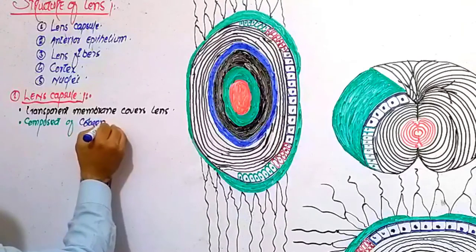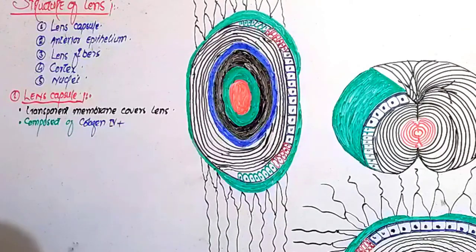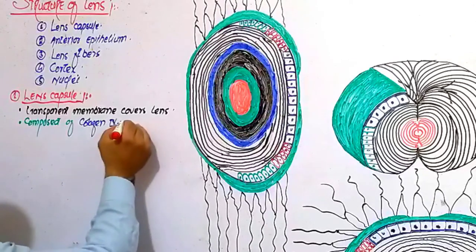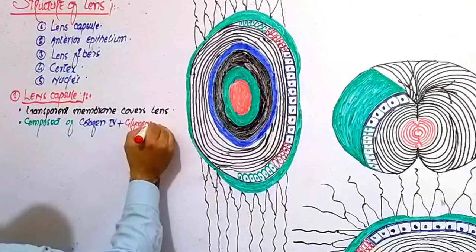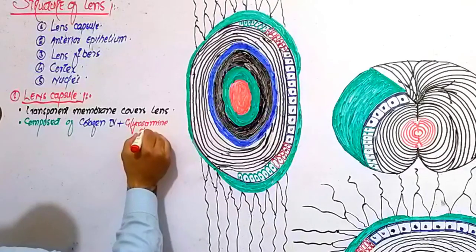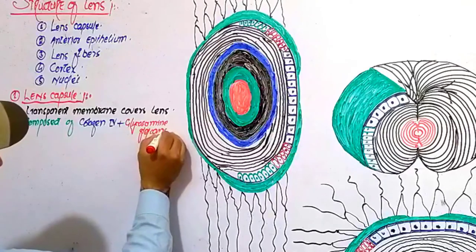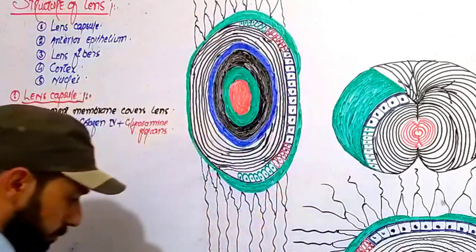Collagen type 4 plus some glycosaminoglycans, right? This is the composition of the lens capsule, right?